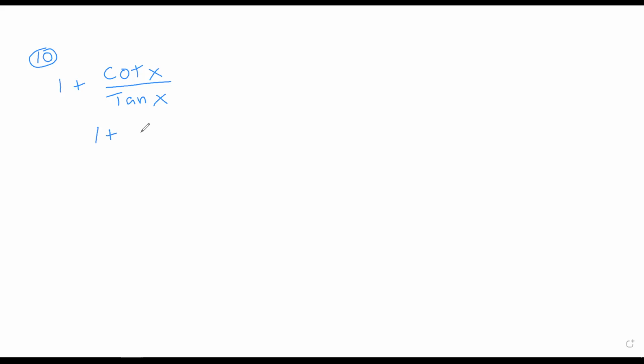What I'm going to do here is change everything to sine and cosine. So cotangent is cosine of x divided by sine of x, and tangent is sine of x divided by cosine of x.